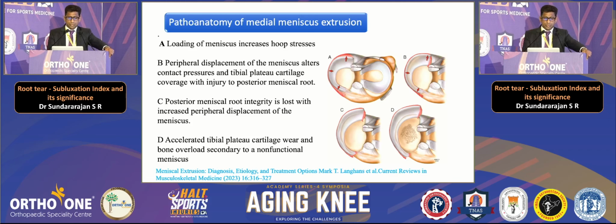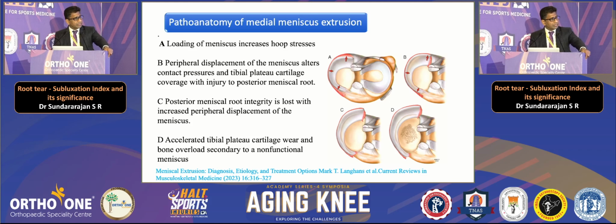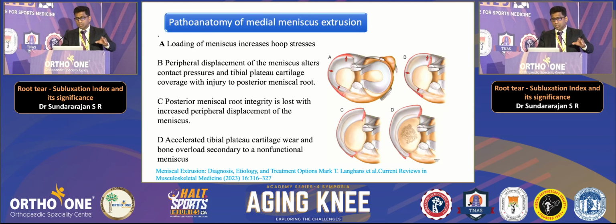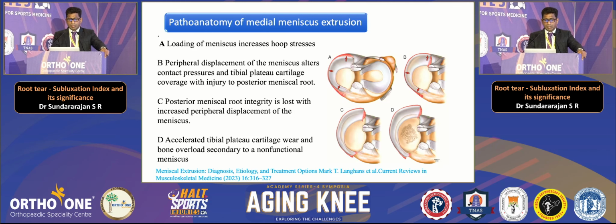I think all of us are aware of the natural history of osteoarthritis. We know that when you load the meniscus, it increases the hoop stresses across the meniscus and can result in peripheral displacement of the meniscus, and it can alter the pressures on the cartilage as well as the root. Once the root is damaged, there are again more hoop stresses on the cartilage, and patients can go on to accelerated osteoarthritis.